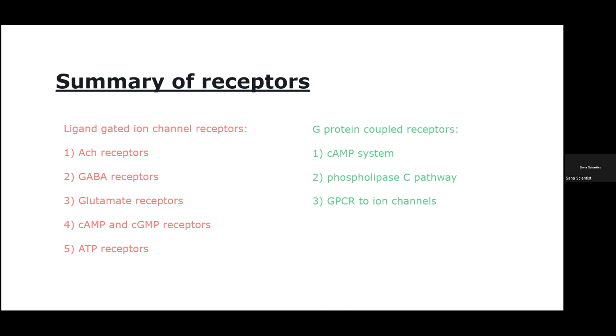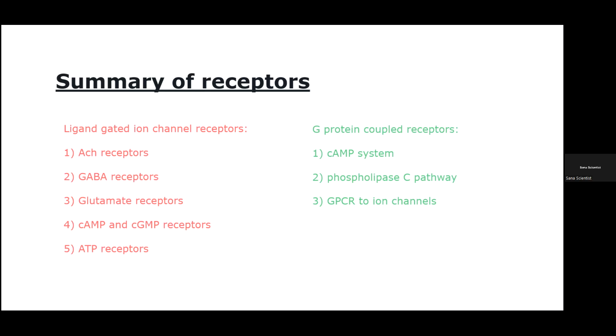Make sure to know which ions pass through each receptor. For glutamate, we can have passage of sodium, potassium, and calcium, and for GABA receptors, we have the passage of chloride.